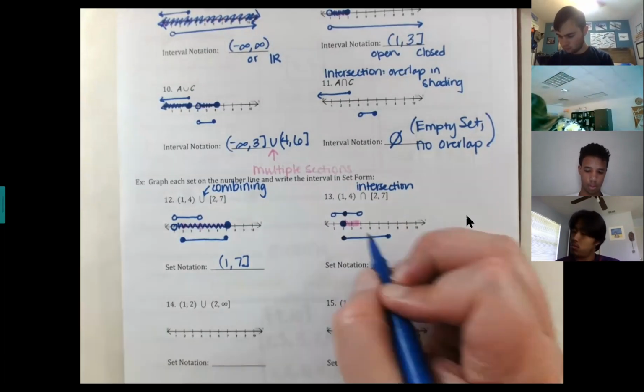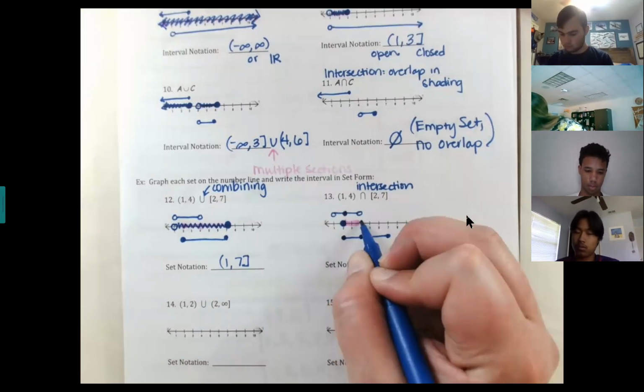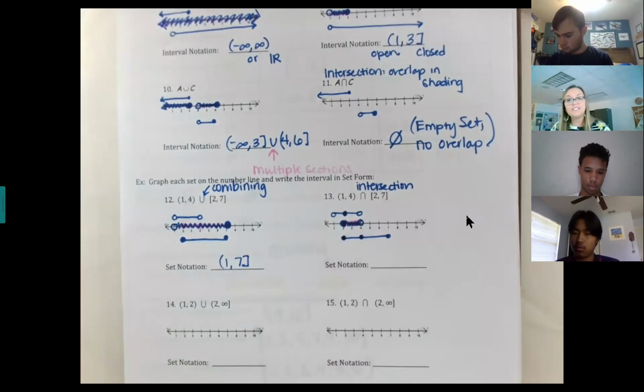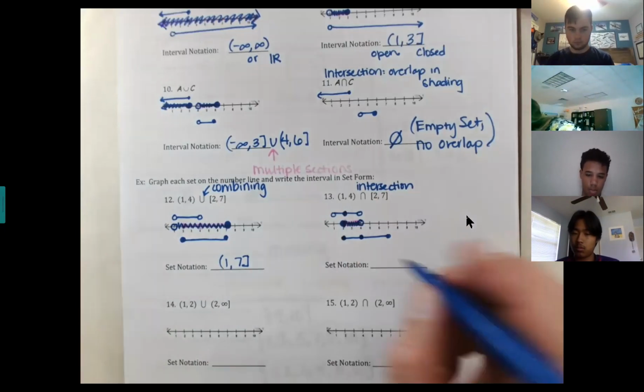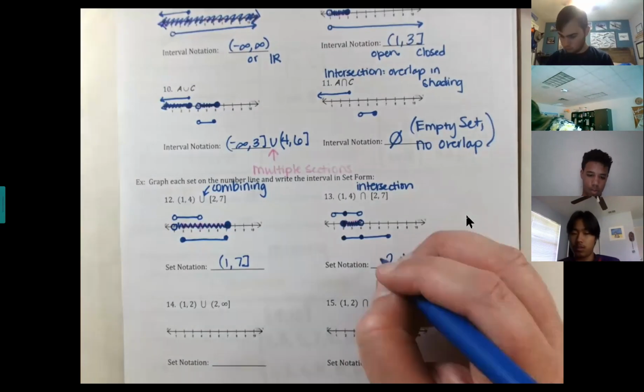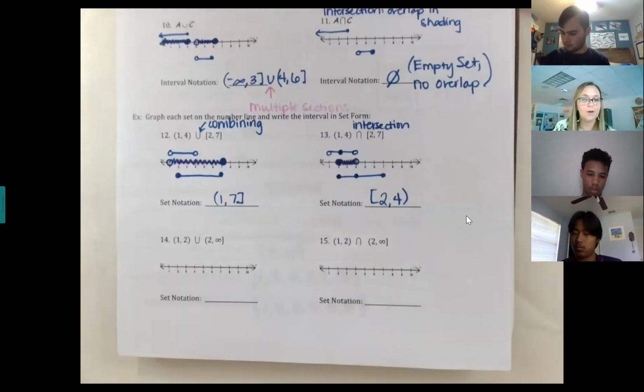But then 4 was shaded on the bottom, but it's not shaded on the top. So I'm going to leave that one open. Okay, remember, we're looking for overlap. So if one of them says to shade it and the other one says not to, that would not count as an overlap. Okay, so then we would say that's from 2 to 4. 2 would be closed, 4 would be open. All right, 2 more left like that, and then you guys will finish up that homework for me.